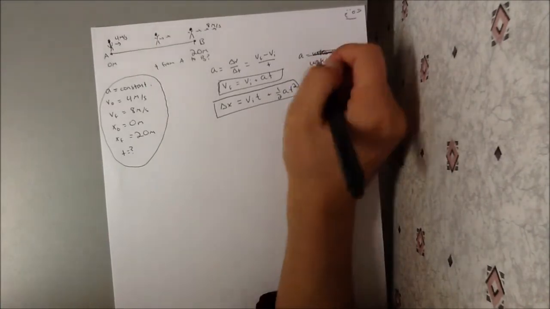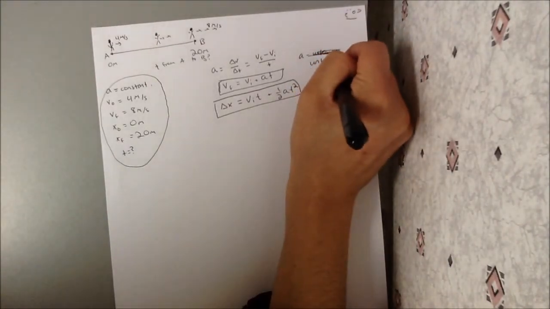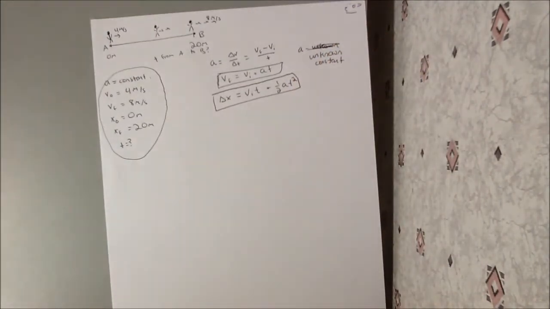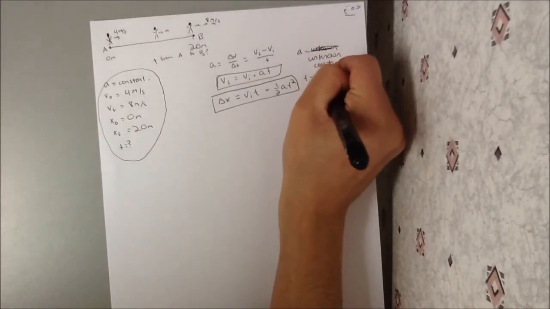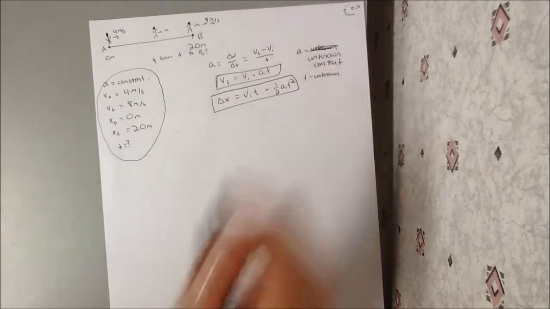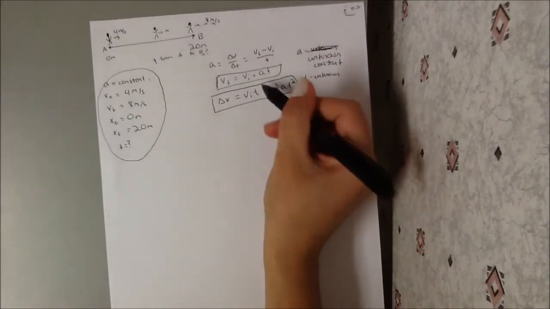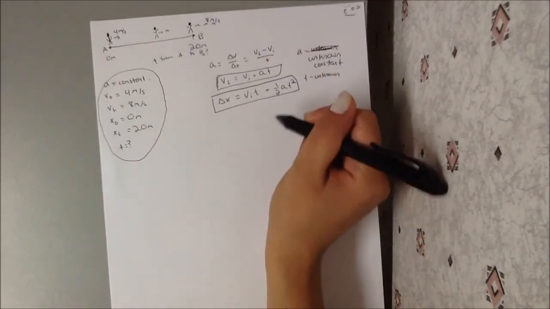So your acceleration is unknown, but it's a constant. All right. Now your time, well, that's what we're trying to find out. So the time is what we want also. So that's also an unknown. Okay. So we have two variables, acceleration and time, and two equations. Well, we can solve this.